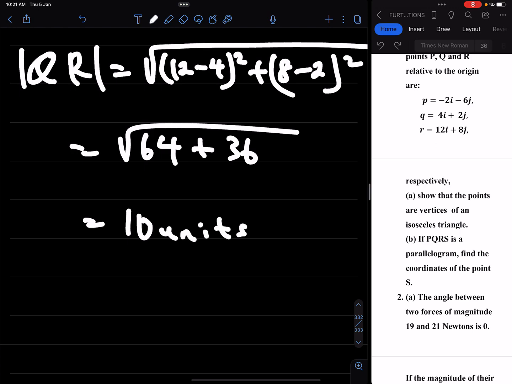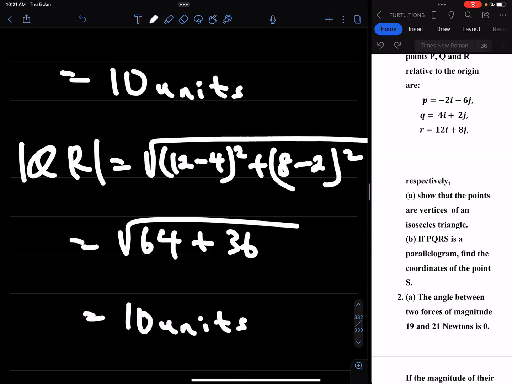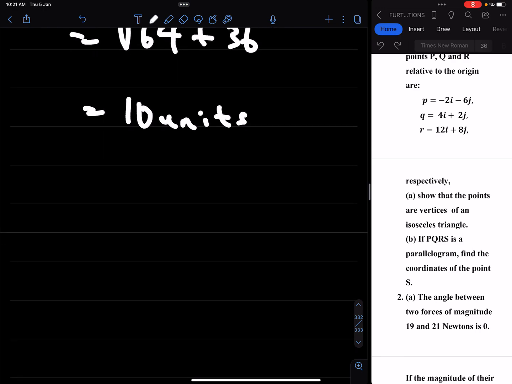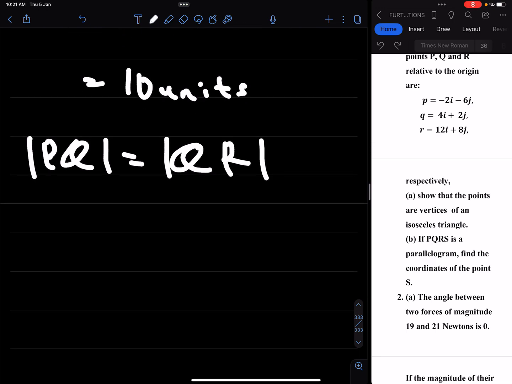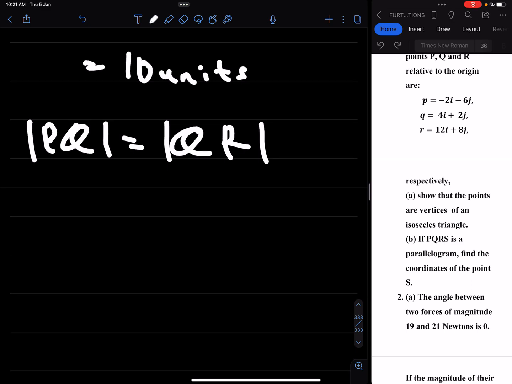Now we can see that two of the lengths of triangle PQR are equal. We have seen that length PQ is the same as length QR. That simply means triangle PQR is an isosceles triangle. So we can say, therefore, that points P, Q and R are vertices of an isosceles triangle. If we are able to show that PQ equals QR, it therefore says that the points are vertices of an isosceles triangle.